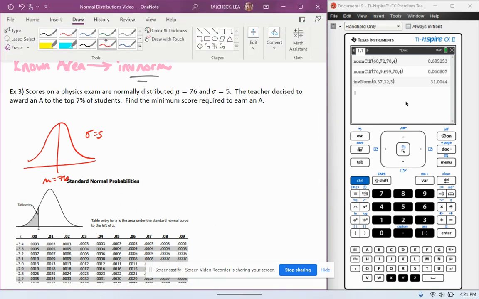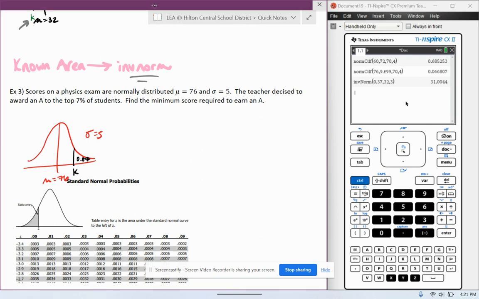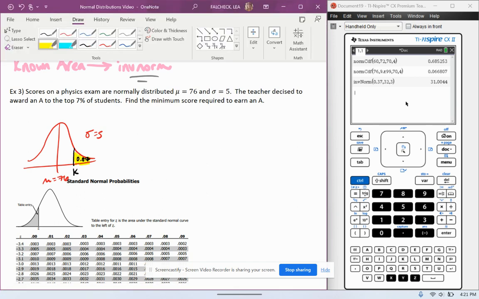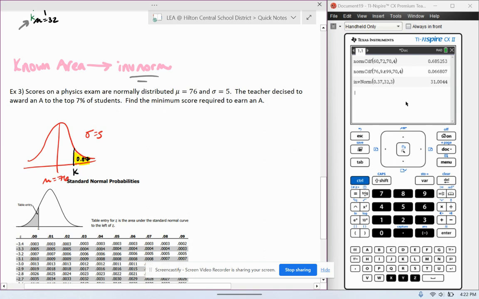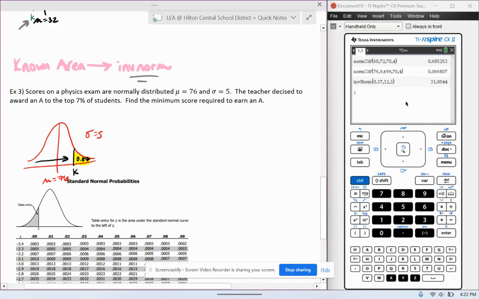Okay, so this teacher was like, all right, we got the top 7%, right? They gave you the percent, or the area under the curve. We know that the top 7% of students have a score that lies in this part of the standard bell curve. We are trying to find this cutoff point, this K, that would make the kids have an A, right? This is the minimum score required to earn an A.